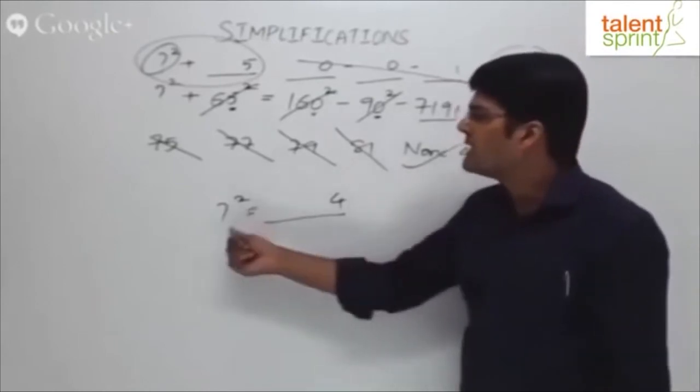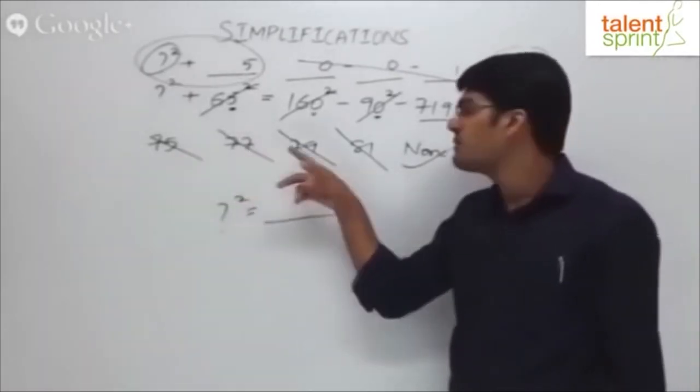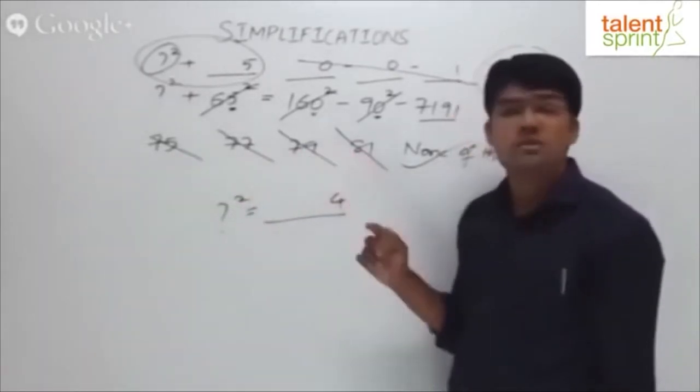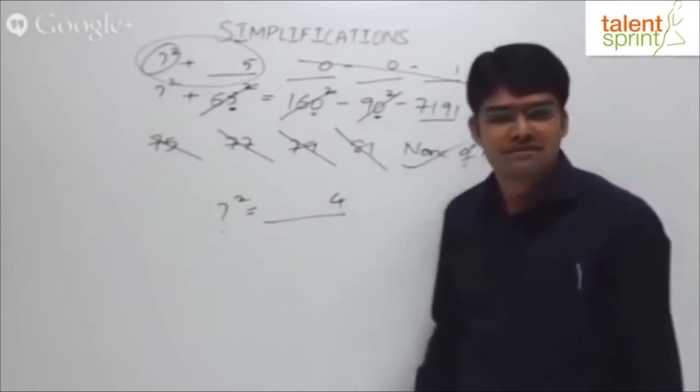Get to the point. I know that the answer should end in 4. 75 square doesn't end in 4. 77 square doesn't end in 4. 79 square doesn't end in 4. 81 square doesn't end in 4. What ends in 4 here should be the fifth option. None of this.